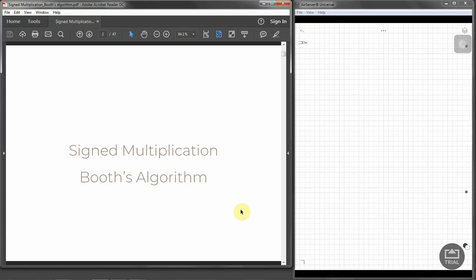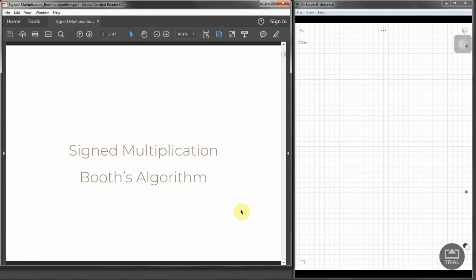Hello everyone. In today's lecture, I am going to talk about sign multiplication and Booth algorithm. This lecture is going to be useful to guide you through the final lab or the final project for the logic design. So in order to understand how Booth algorithm is going to work, we have to first derive the simple mathematical calculations that are necessary to understand the Booth algorithm.